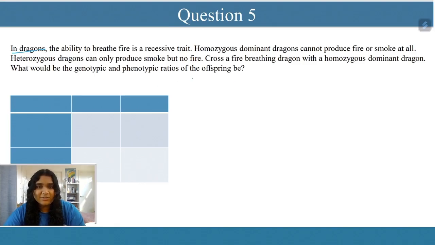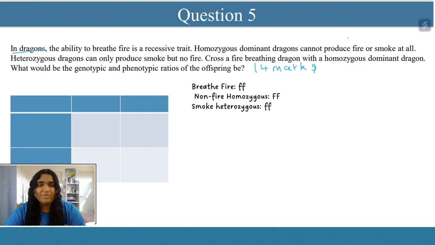Alrighty. For this one, I would say that this is a 4-mark question, so give yourself about 4 minutes to do it. Honestly, people can get it done much quicker than 4 minutes, but pause the video and have a go at filling in the table while I go through the answer. Alright. Number 1. I'm going to find out what all of the genotypes are. You get 1 mark for doing this properly.